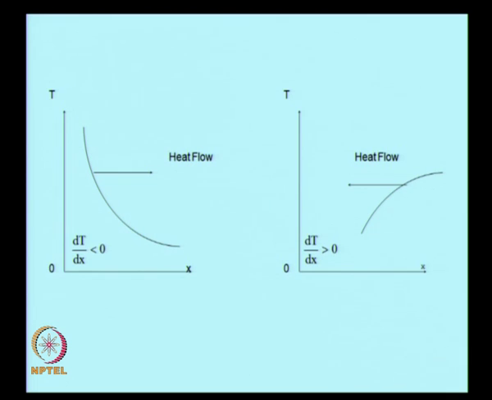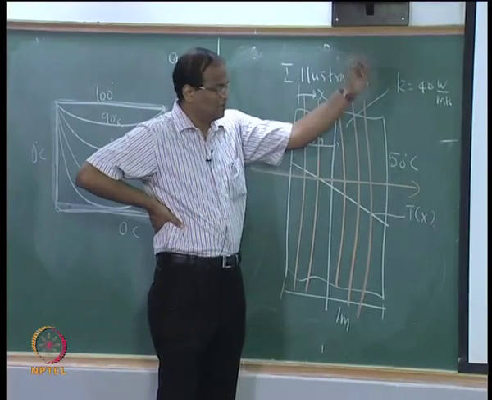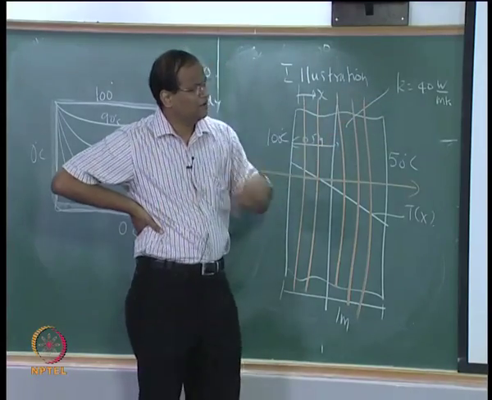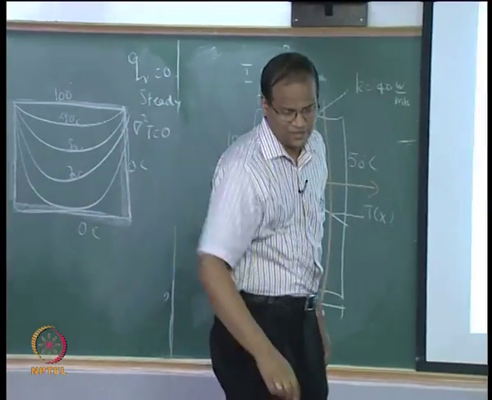So the direction is given by the second law of thermodynamics, which forbids flow of heat from a low temperature to high temperature without the aid of external work, right. So please note this, so dT by dx is less than 0, heat flow will be, please remember this problem. Temperature is decreasing along x, therefore heat must be flowing from left to right, and this is exactly the opposite for the other case.